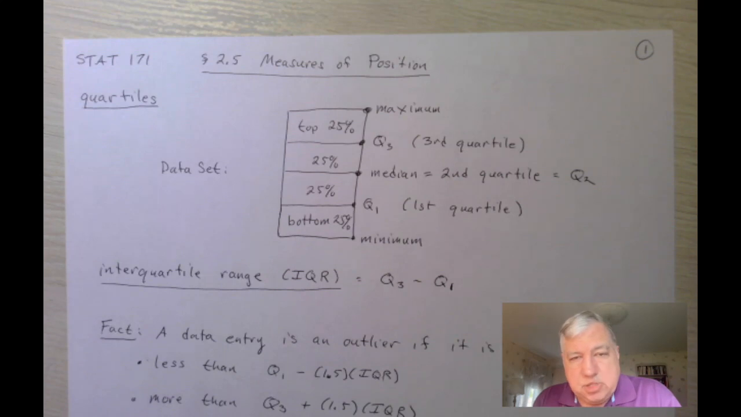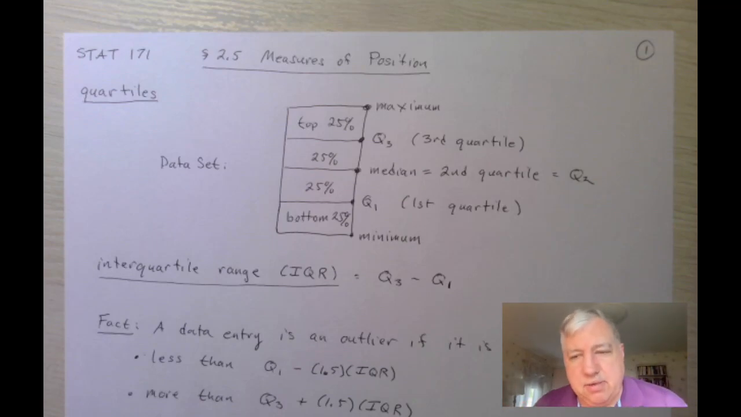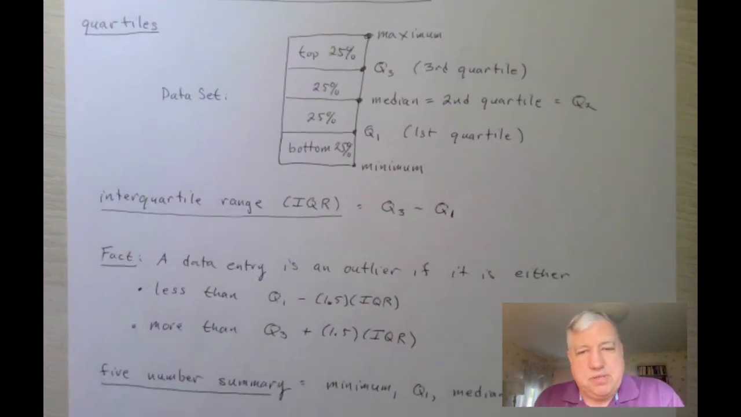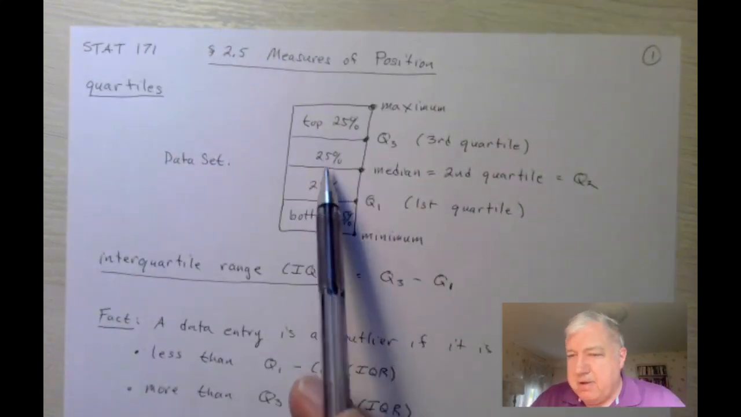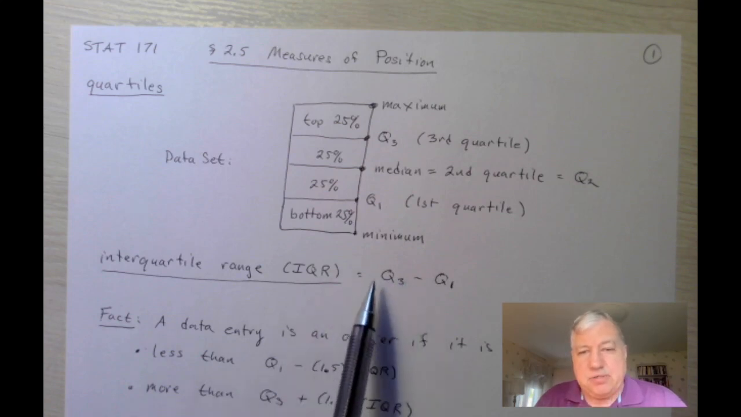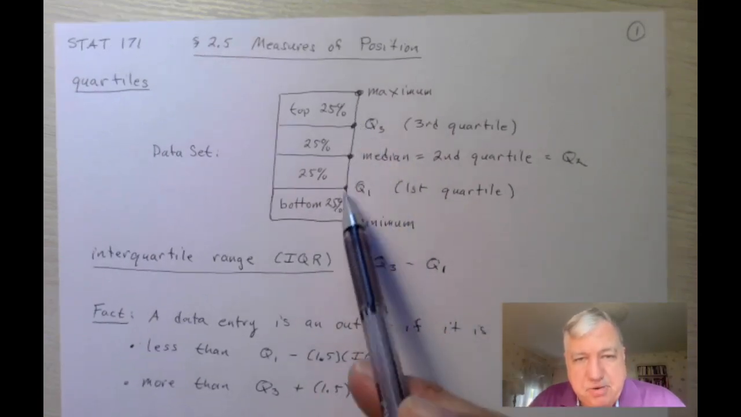Just like the median, the actual values of Q3 and Q1 do not necessarily have to be actual data entries. They are just markers to break up the data set into 4 equal parts. We define the interquartile range as basically the middle 50%, or at least it represents the middle 50%. What it actually is is just a single number. It's the difference, Q3 minus Q1. So basically it's the distance from here to here.